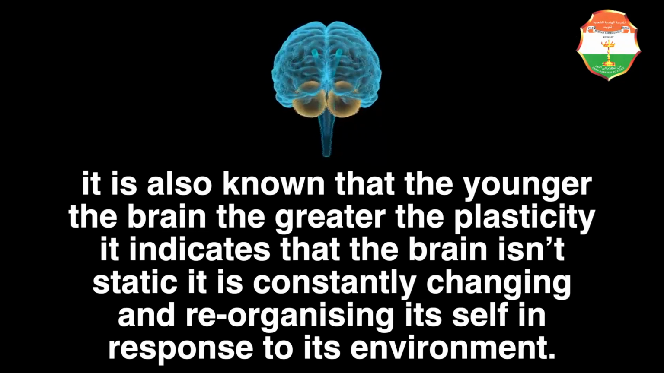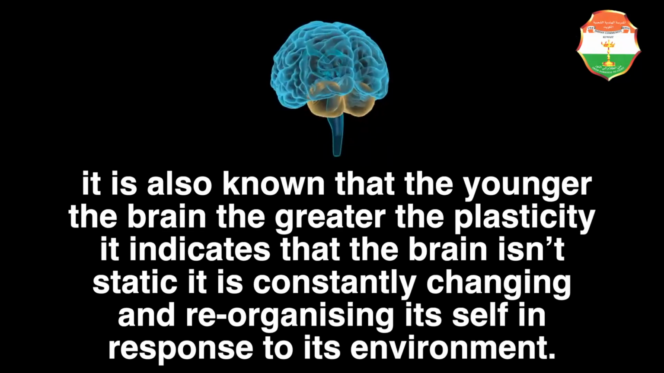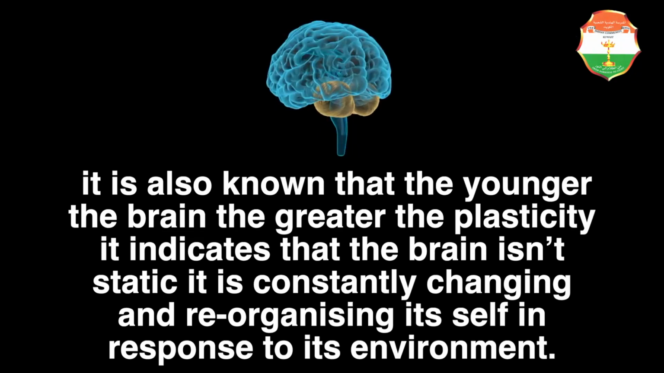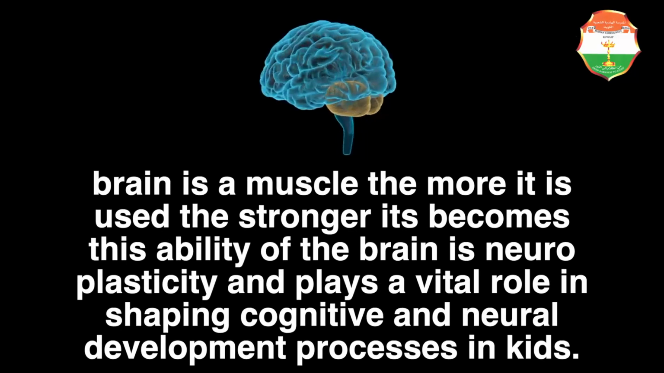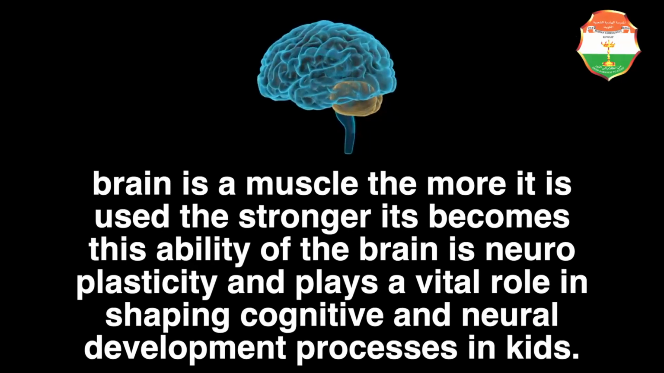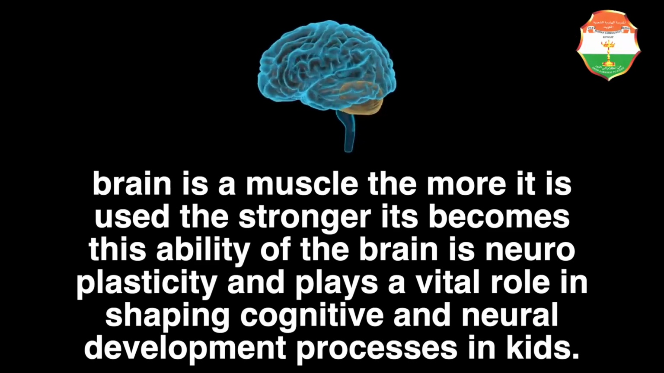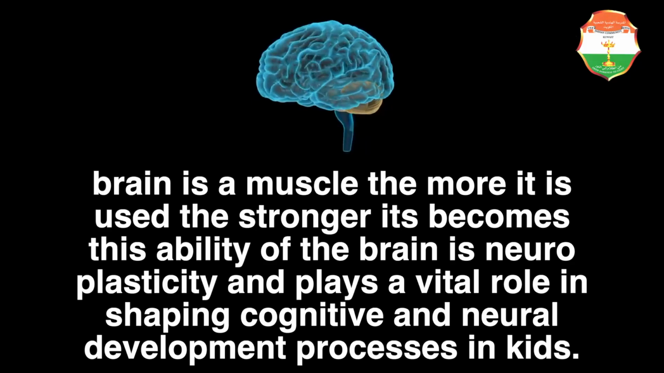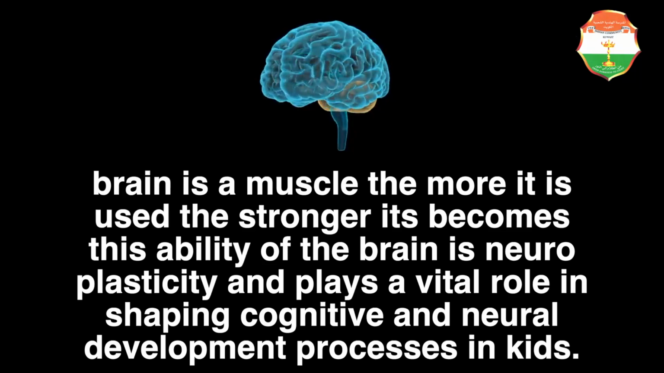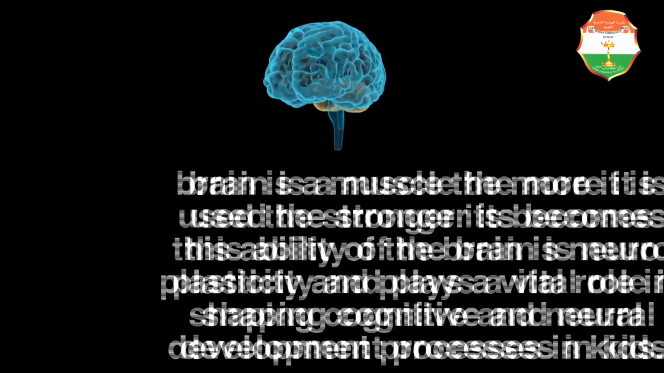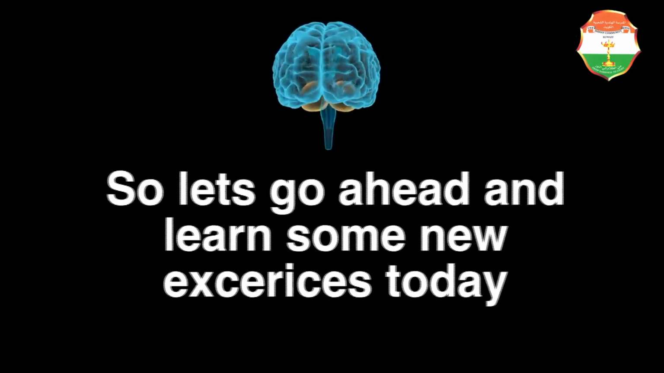It indicates that the brain isn't static. It is constantly changing and reorganizing itself in response to its environment. Brain is a muscle. The more it is used, the stronger it becomes. This ability of the brain is neuroplasticity, and it plays a vital role in shaping cognitive and neural development processes in kids. So let's go ahead and learn a few exercises today.